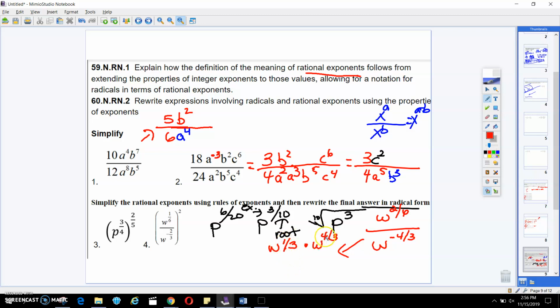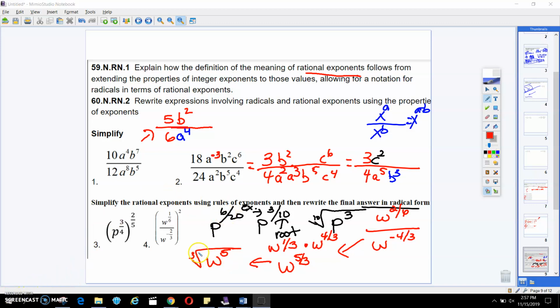So 1/3 plus 4/3 is going to give me w to the 5/3. And remember, our exponent, the bottom, the denominator, is going to be our root, and the top is going to be our exponent. So when we write this out in radical form, we're going to have w underneath the radical with 3 in the little cubbyhole and 5 as the exponent.